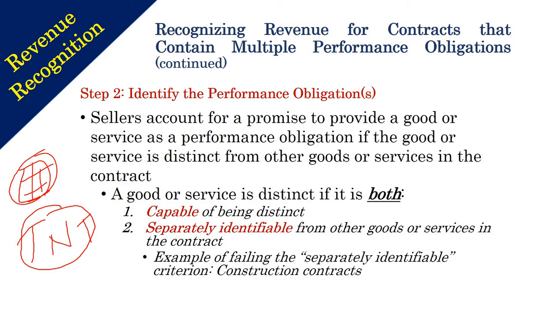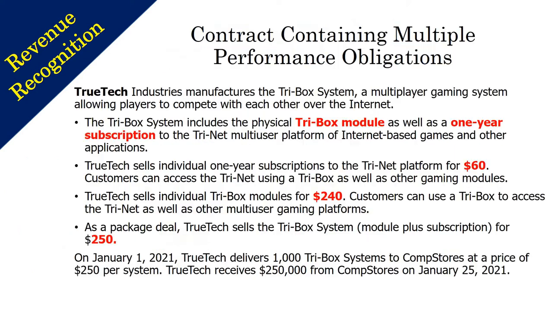A good or service is distinct if it is both capable of being distinct and separately identifiable from other goods or services. And let's have an example.